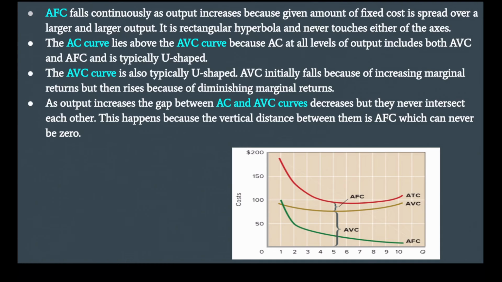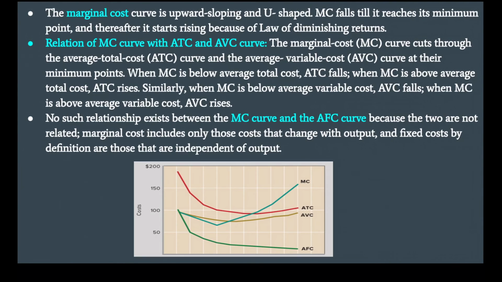As output increases, the gap between AC and AVC curves decreases but they never intersect each other. This happens because the vertical distance between them is AFC, which can never be zero. The marginal cost curve is upward sloping and U-shaped. MC falls till it reaches its minimum point and thereafter it starts rising because of the law of diminishing returns.